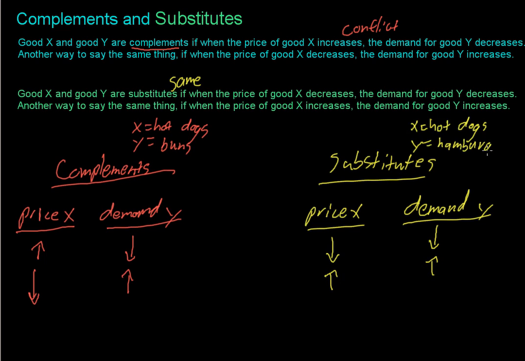let's think about what would happen if hot dogs are cheaper. So if hot dogs are cheaper and people go to the store and they say, oh, we could buy hot dogs or hamburgers for our barbecue, and hot dogs are super, super cheap, they're going to go ahead and buy hot dogs, and they're not going to buy hamburgers. So that will lower the demand for hamburgers because the price of hot dogs just dropped. Now if hot dogs are super expensive, people are going to say, oh, you know what, we'll just buy hamburgers. And so that will increase the demand for hamburgers.